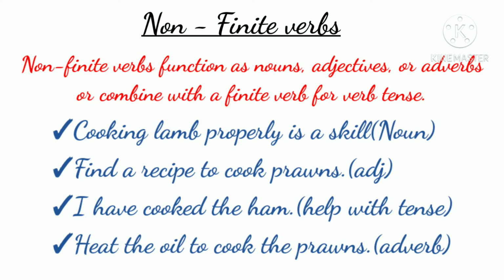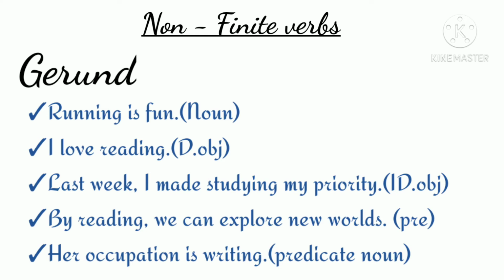Heat the oil to cook the prawns. To cook is an infinitive which acts as an adverb in this sentence. A gerund is a noun that is formed from a verb. Gerunds usually end in ing. For example, swimming, playing, acting.